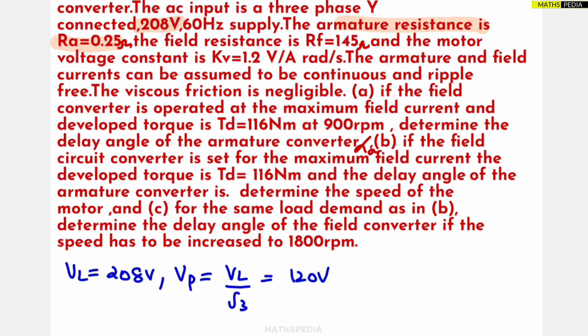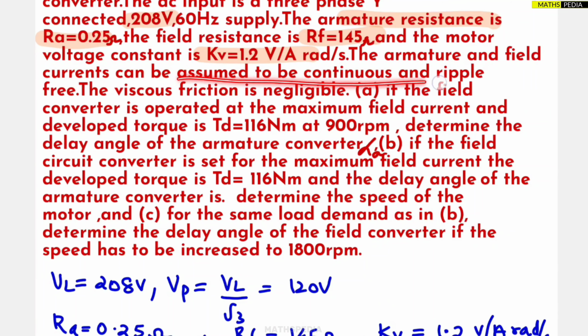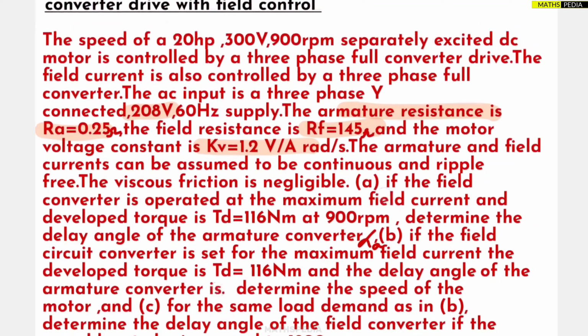Next. Armature resistance RA is given, RF is given, motor constant again the same thing. So RA is given as 0.25 ohm, RF is 145 ohms, kV the motor voltage constant is 1.2 volt per ampere radian per second. Okay, unit of that. Next important thing, the armature and field current can be assumed continuous. Okay, that is fine. Friction, okay, that is also fine. A part they have started: we have to find, if the field converter is operated at maximum field current, and the developed torque at 900 RPM, which is the rated value itself.